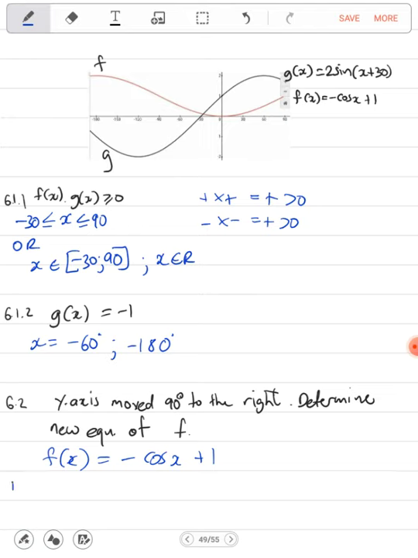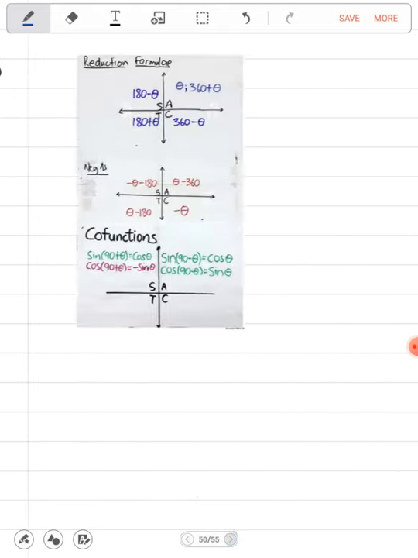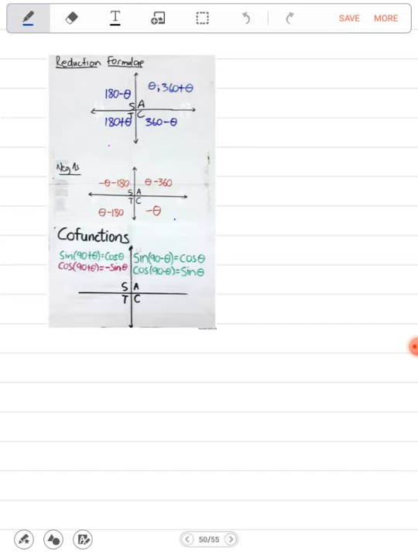So it means the new f(x) will be equal to minus cos. Now what's happening to the cos graph? It is moving 90 degrees to the left in the negative direction. So it becomes x plus 90, plus 1. And this x plus 90 should ring a bell from your co-functions or reduction formulas.